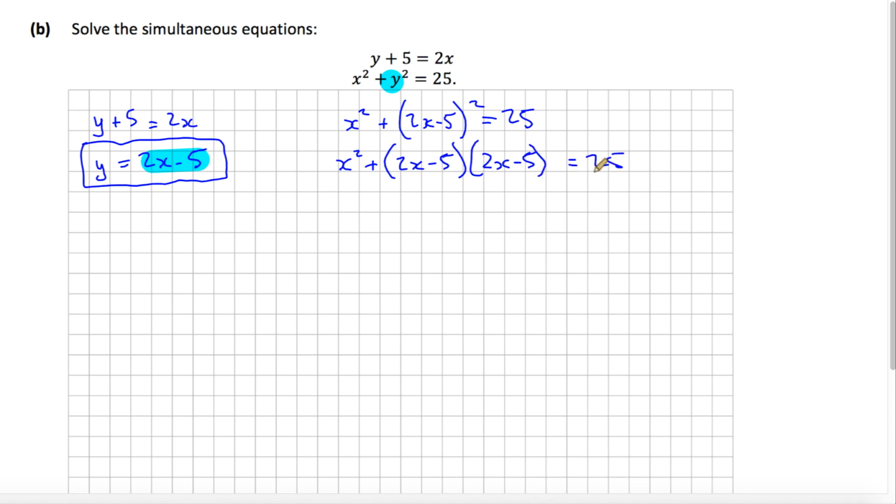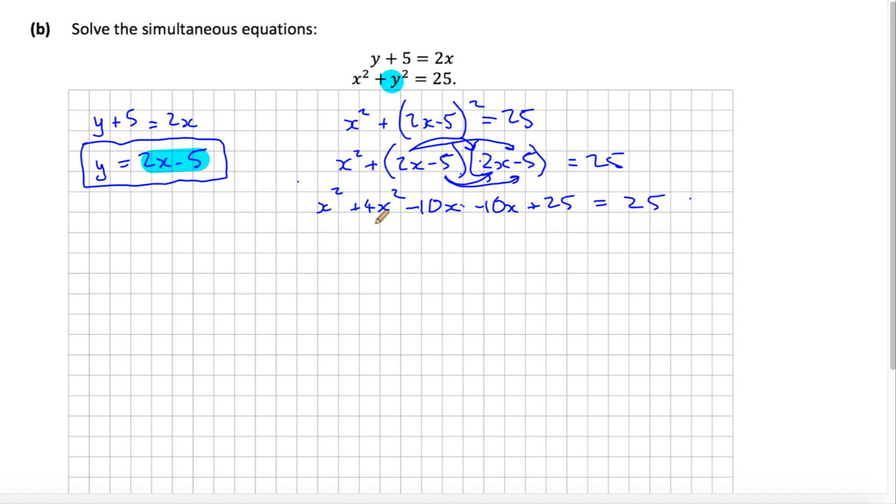So write it out longhand like this, and then you'll pick up some extra terms that you would have missed otherwise. So we're going to multiply the 2x by these two, and then the minus 5 by these two. So 2x by 2x is 4x squared. 2x by minus 5 is minus 10x. Then we've got minus 5 by 2x is minus 10x. And minus 5 by minus 5 is plus 25. And that's equal to the 25 still on the right.